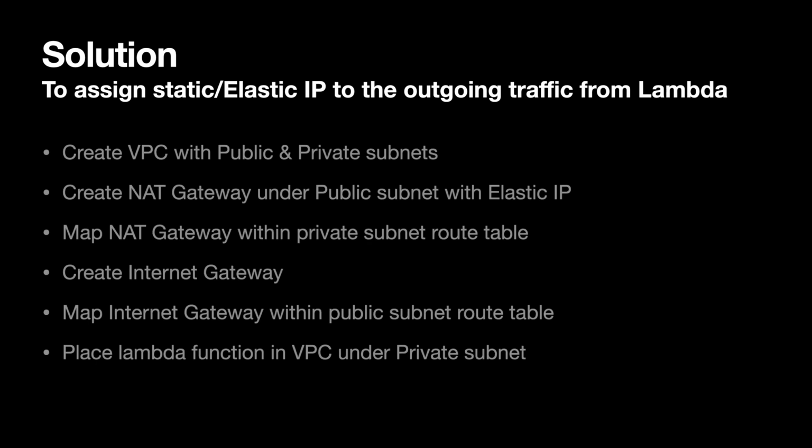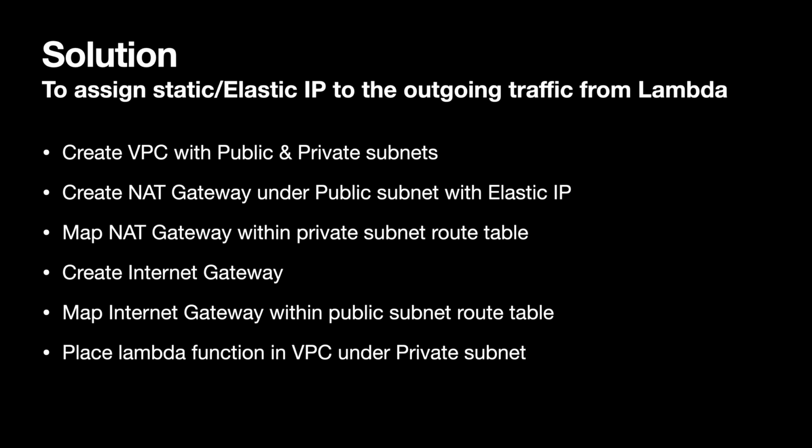So let's have a look at the high level steps that we require in order to implement the solution. First, we want to create the VPC with public and private subnets. Then we need to create the NAT gateway under the public subnet with an elastic IP. Now you might ask what is a NAT gateway? NAT stands for network address translation, and the responsibility of the NAT gateway is to replace the source IP address, or the private IP address, with the NAT gateway IP address. And in our case, it will replace the private IP with the elastic IP.